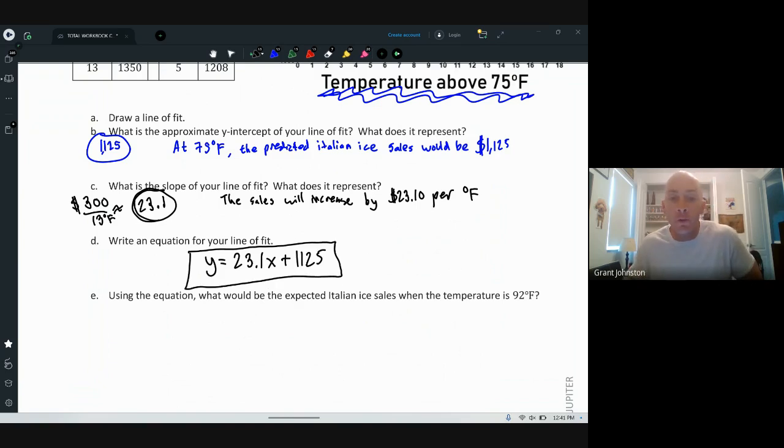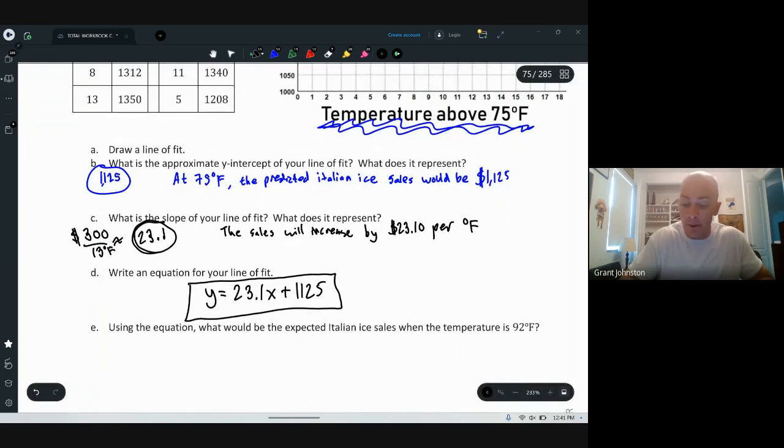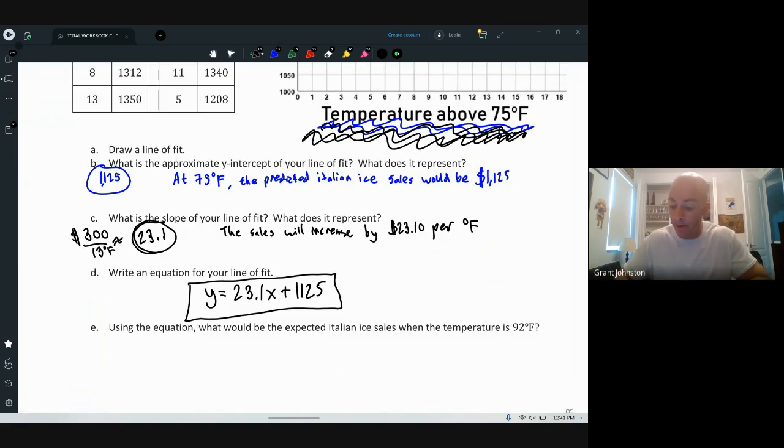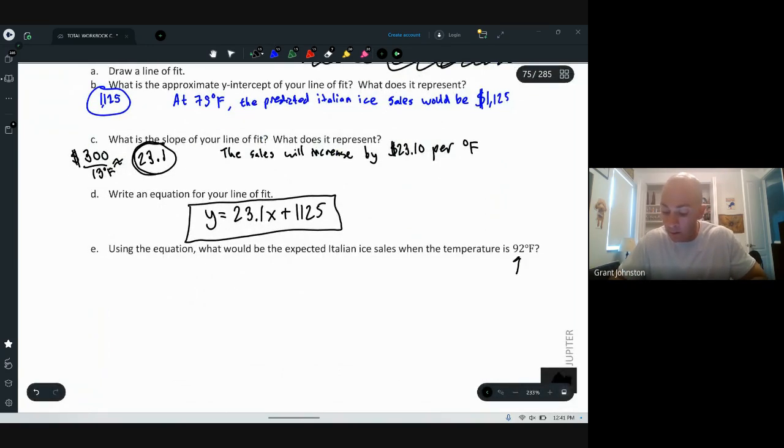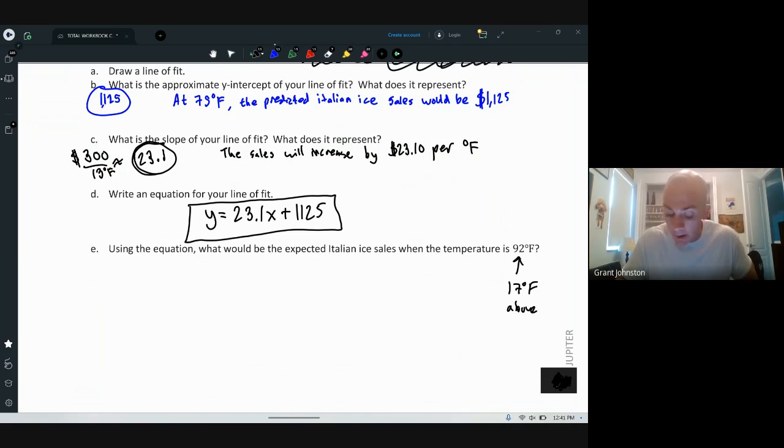So it says, using the equation, what would be the expected Italian ice sales when the temperature is 92 degrees Fahrenheit? Now be careful because x is our temperature above 75. X is our temperature above 75. So if you do 92 minus 75, 92 degrees is 17 degrees above 75. So I'm going to use 17 for x.